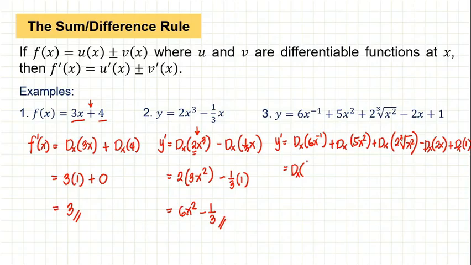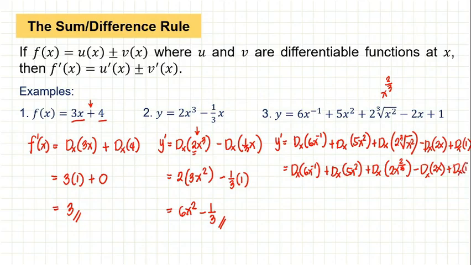So that will become, you just copy first. We will just take the derivative ng mga functions na to ng sabay. So we will have the derivative of 6x to the negative 1. You just copy derivative of 5x squared with respect to x. The derivative of 2 cube root of x squared. So cube root of x squared can be written as x to the 2 over 3. So therefore, this will become 2x to the 2/3, right? Then minus the derivative of 2x with respect to x, and we have the derivative of 1 with respect to x.